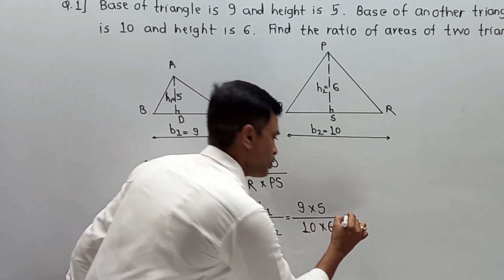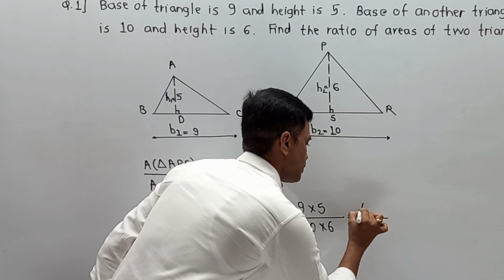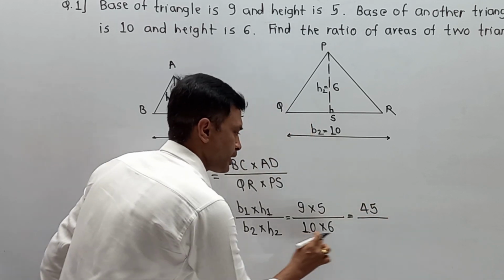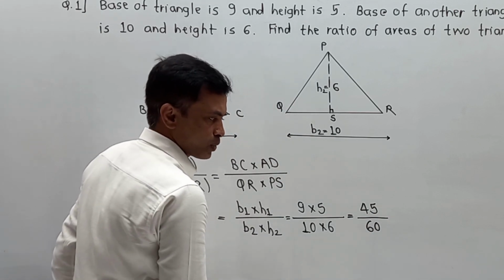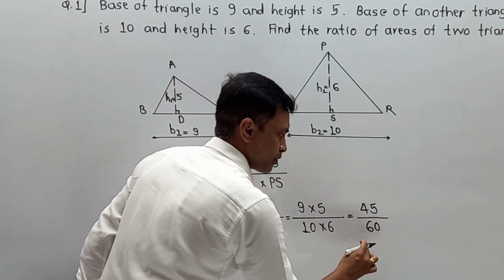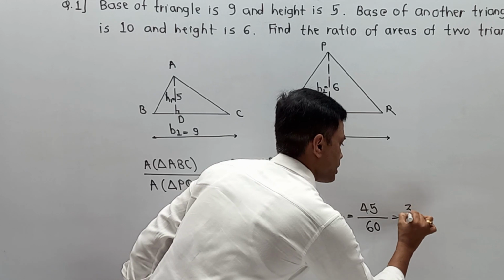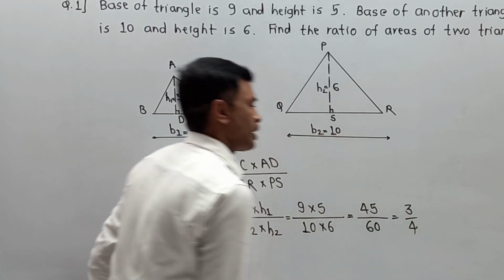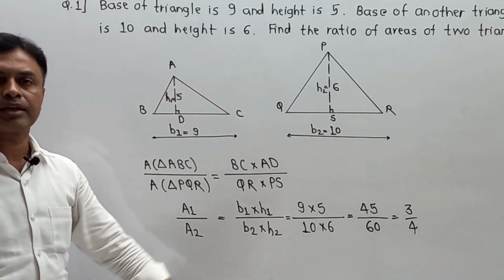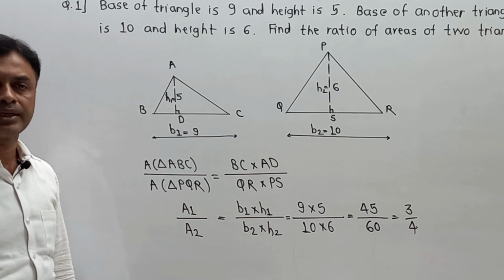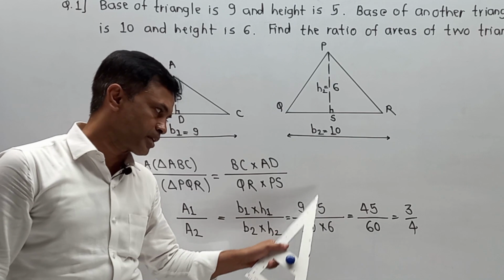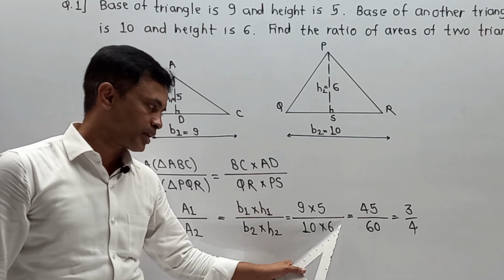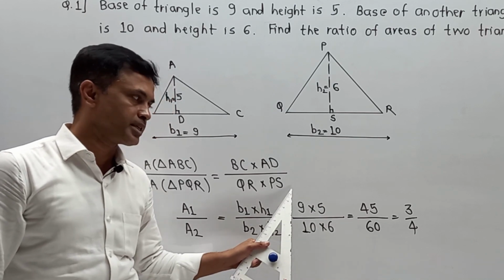So 9 into 5 is 45, and 10 into 6 is 60. You can simplify this easily: 15 3s are 45, 15 4s are 60. So that becomes 3 upon 4. And in this way, with simple calculation and simplification, we can complete this numerical. No doubt some students can also solve it this way: 5 1s are 5, 5 2s are 10, 3 2s are 6, 3 3s are 9.